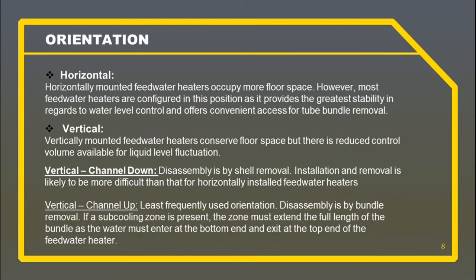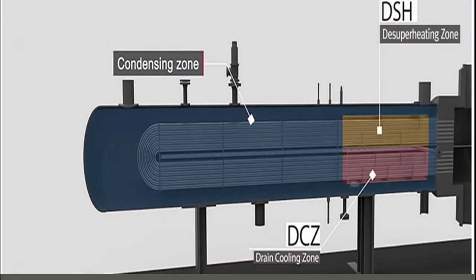Most of the power plants use horizontally mounted feedwater heaters. According to inside zone type and number, feedwater heaters are sorted into 1-zone, 2-zone, or 3-zone types. This figure shows a 3-zone feedwater heater.